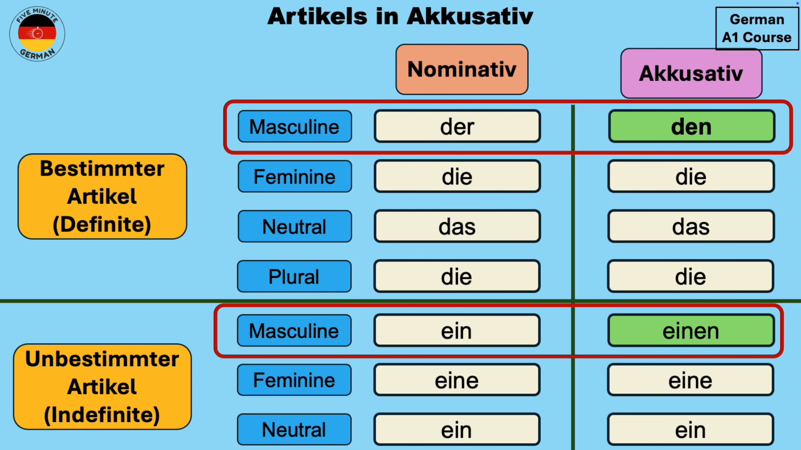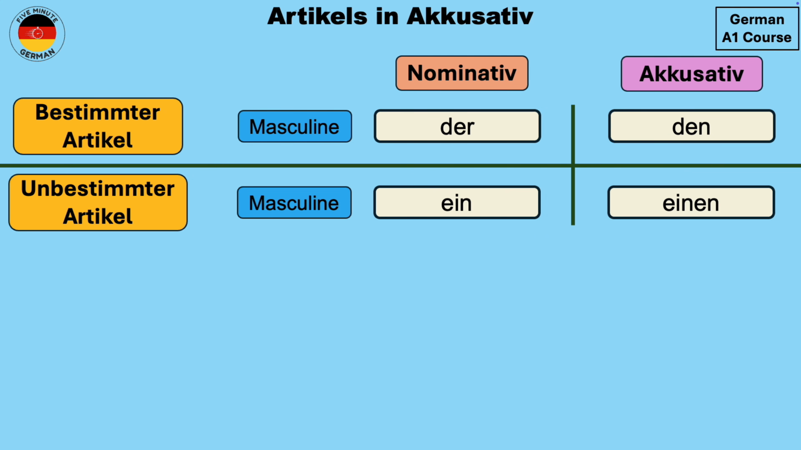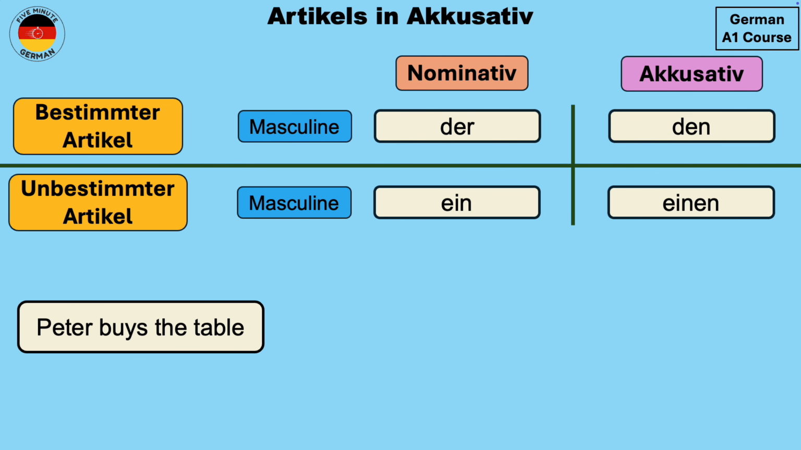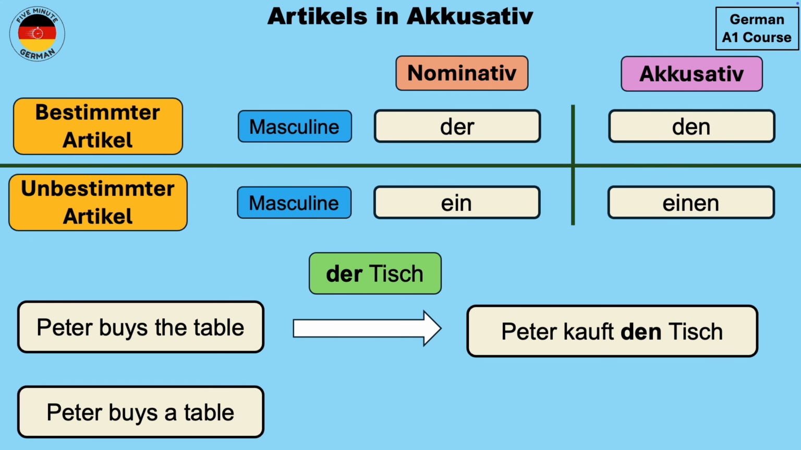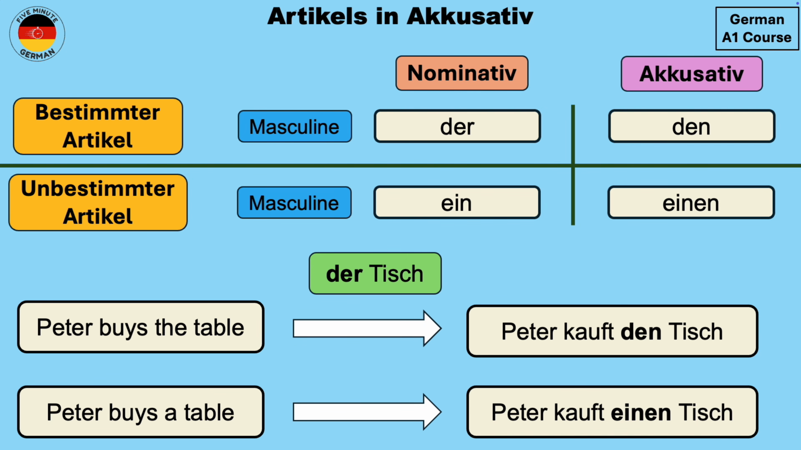Now let's take a look at some examples to understand how these articles are used in sentences. So we will start with the masculine case first. So let's take the example that we saw earlier, that is Peter buys the table. So table is masculine in German and is called der Tisch. So the sentence will become Peter kauft den Tisch.